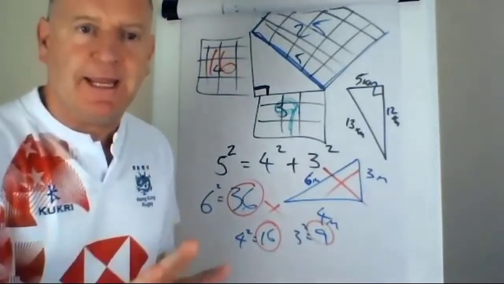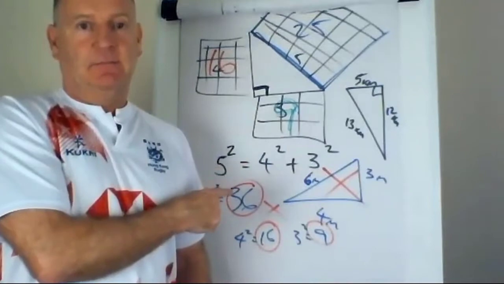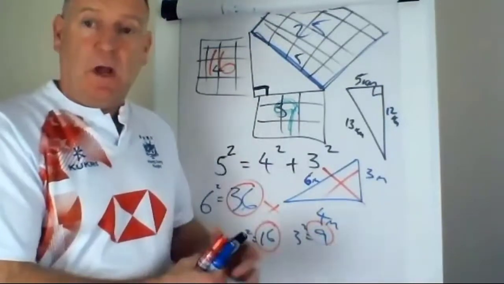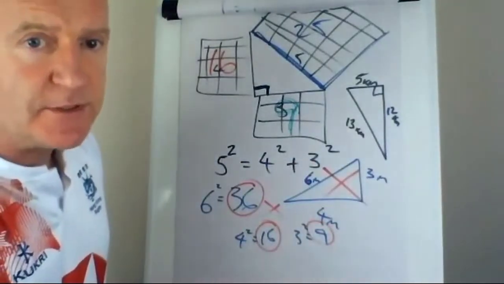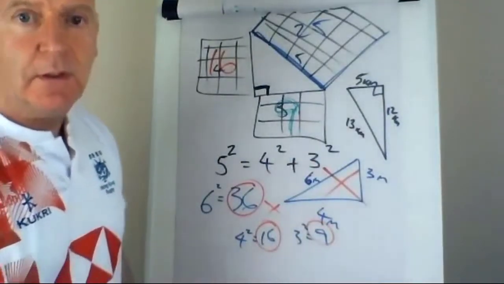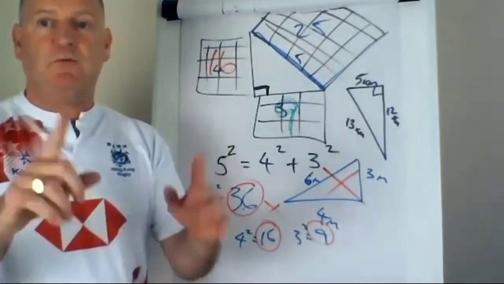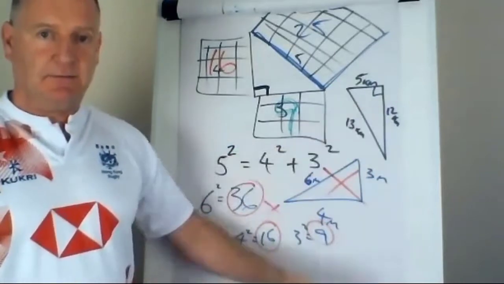So you might get asked sometimes the other way, is it right angled? Well, you now know how to answer that as well. Test the numbers. Is it true? No. So it's not right angled. If it's true, yes, it's right angled.